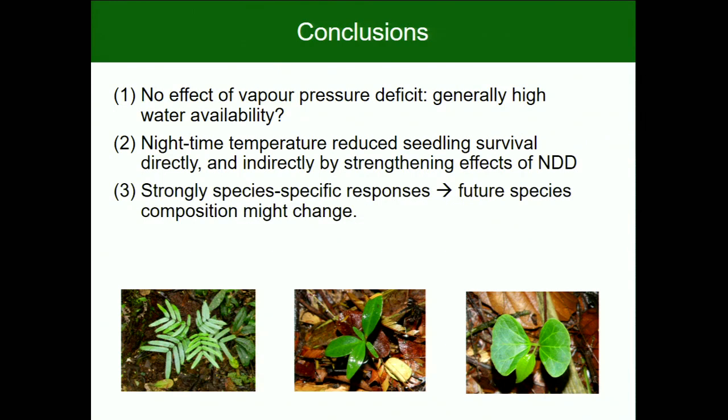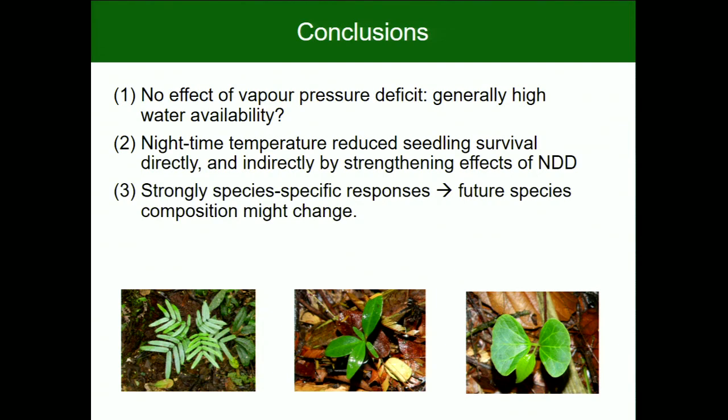We found the same when we were looking at rainfall over the census interval, that there was a negative effect of rainfall. And what could be is that a little bit of drought in this system actually increases seedling performance, because the soils might usually be so waterlogged that it would actually be good to have a little bit of drought. And as expected, we did find a negative effect of nighttime temperature, suggesting that there is an effect there, and that there's also an indirect effect by increasing pathogen densities.